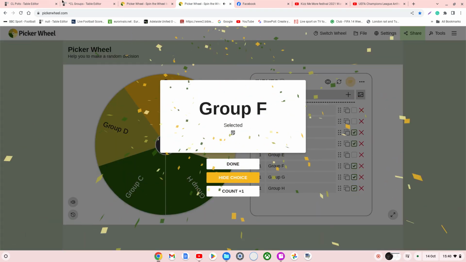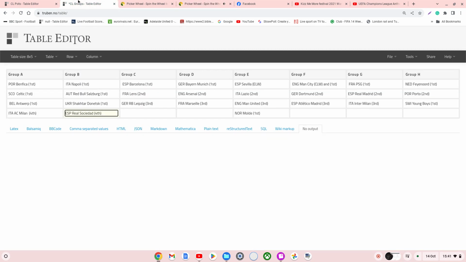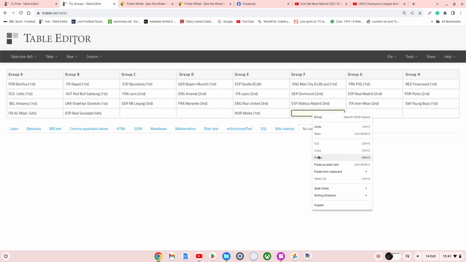And it's Group F. They'll be in Group F. Galatasaray will be facing Atletico Madrid, Borussia Dortmund, and Manchester City.